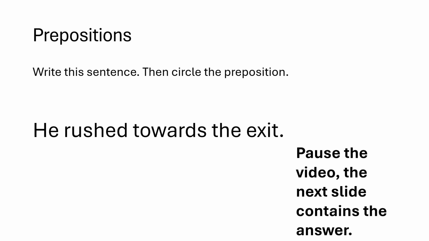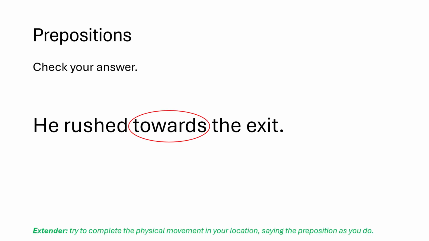Write this sentence, then circle the preposition. He rushed towards the exit. Pause the video. The next slide contains the answer. Check your answer. He rushed towards the exit. The preposition is towards.